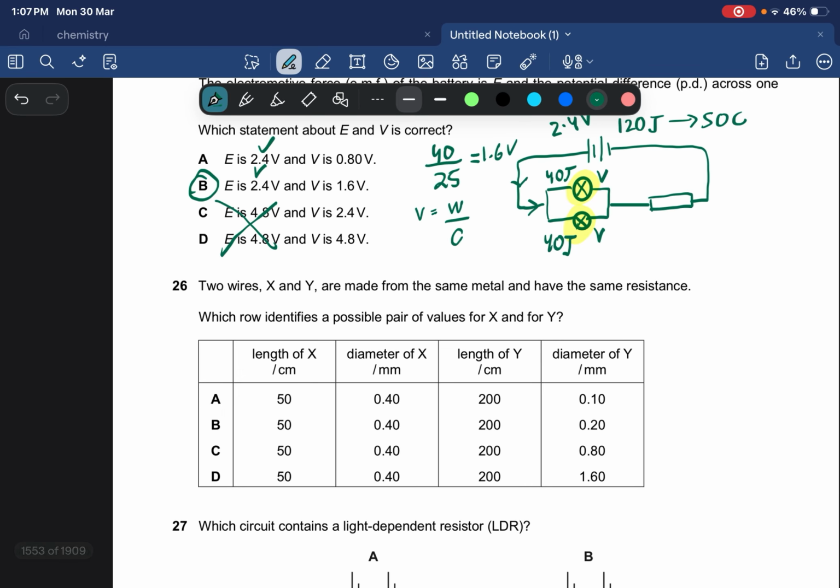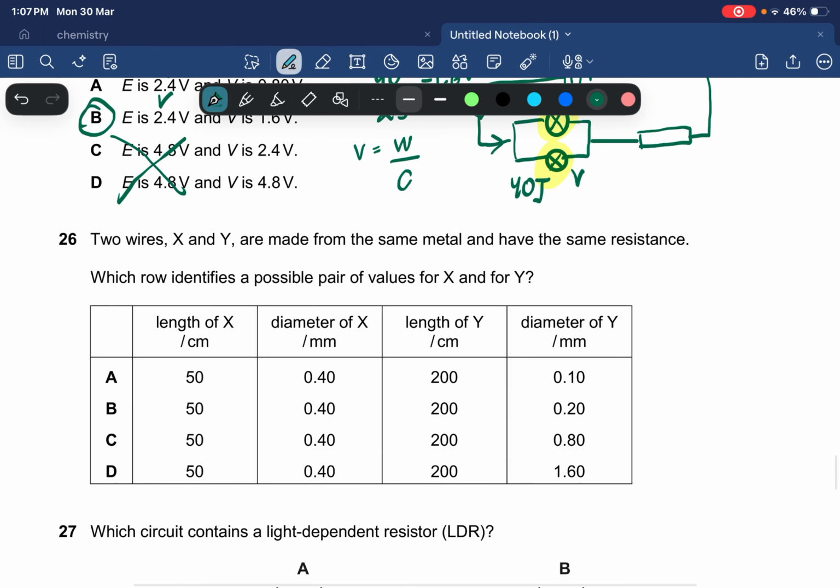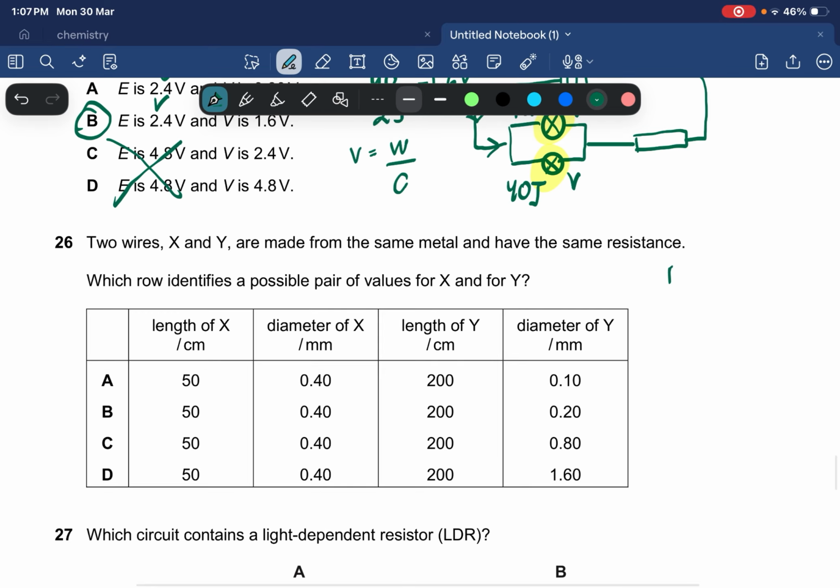Two wires X and Y are made from the same metal and have the same resistance. Which row identifies a possible pair of values of X and Y? If they have the same resistance, resistance equals rho times length upon area. Instead of area, you can write pi d square upon 4, upon L, rho equals resistance. So over here, we have to figure out a pair in which length divided by diameter square remains the same.